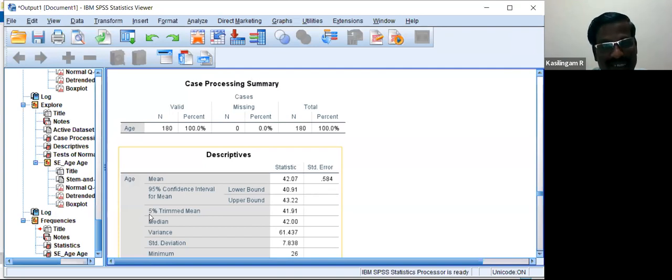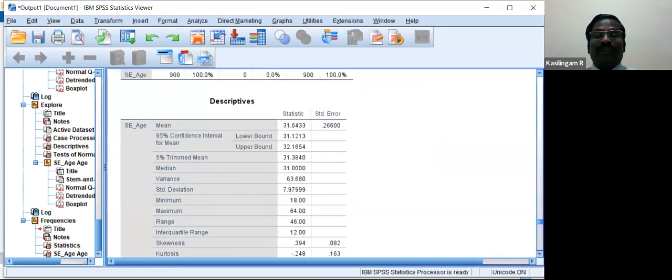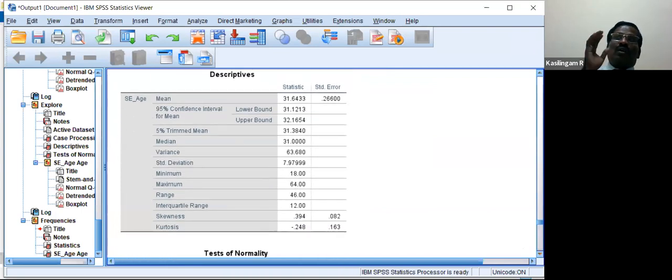What is a 5% trimmed mean? We have a starting and an end. For example, here we have 900 data, these migrant laborers, so N is 900. Employer is 180. The trimmed mean removes 2.5% of the lower data, starting from lower age to higher age, and 2.5% at the higher side. After removing that 5% of data, if you find the mean, you get the trimmed mean. Data is trimmed.